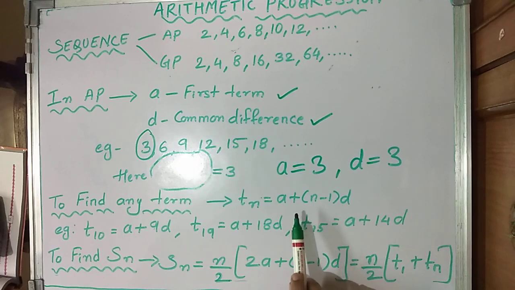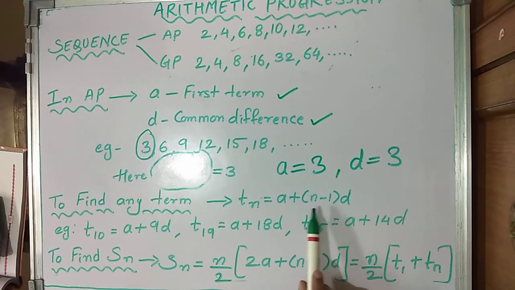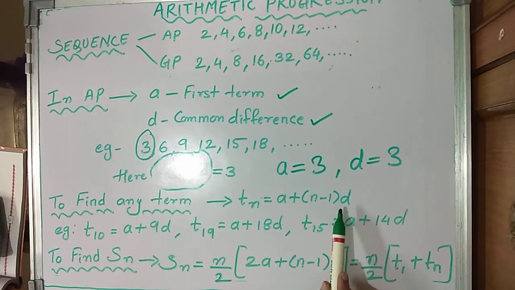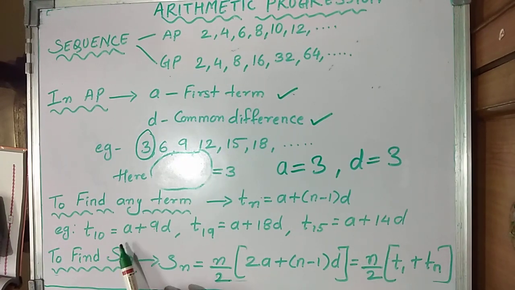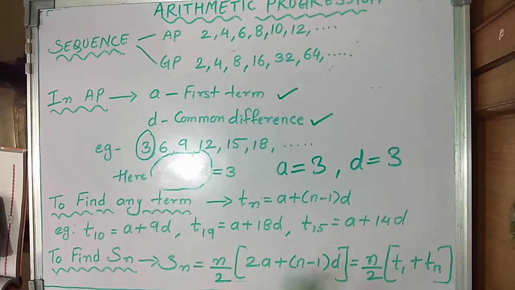using this formula: Tn is equal to a plus (n minus 1) into d. So for example, if we have to find T10, the answer will be a plus 9d. T19 will be a plus 18d. T15 will be a plus 14d.